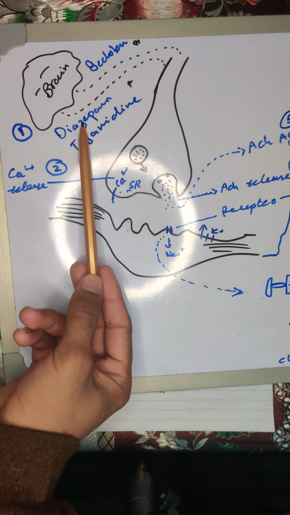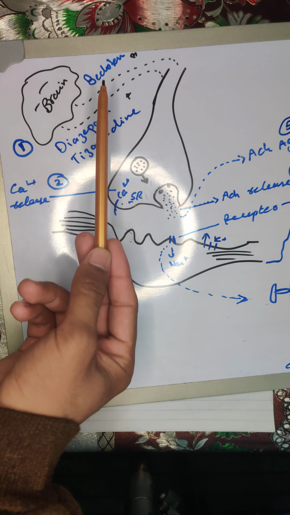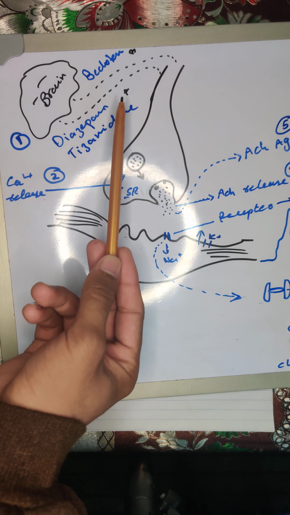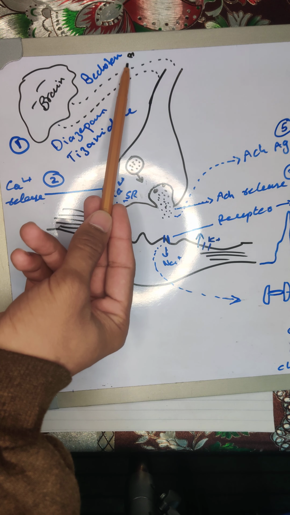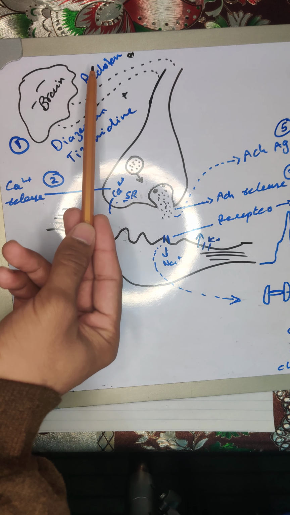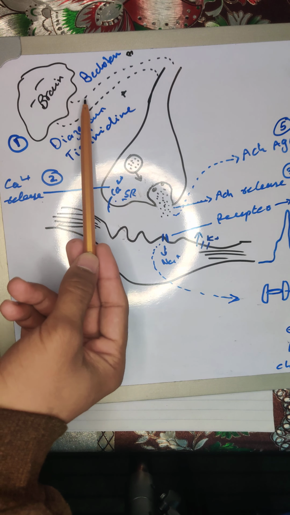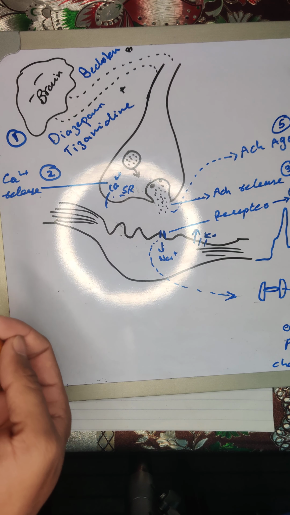Diazepam is a GABA agonist, so it potentiates the inhibitory mechanism and acts on GABA A. Baclofen will act on GABA B; it is also a GABA agonist. So in this way these are inhibiting the skeletal muscle contraction.